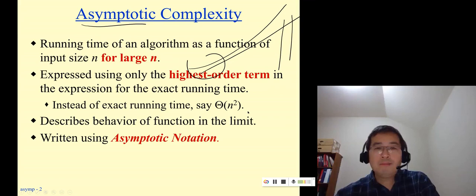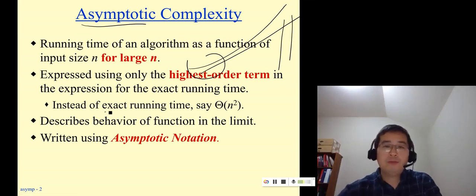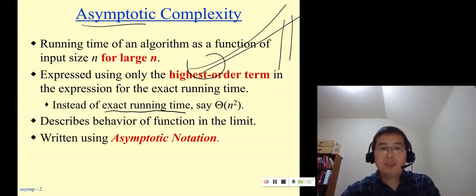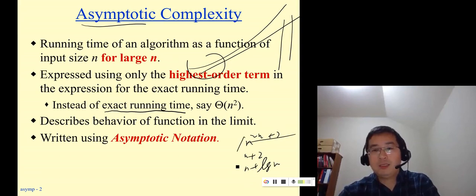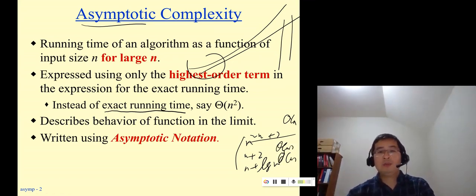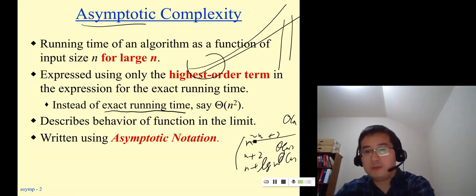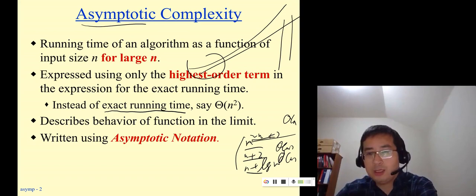We also don't have interest in the exact running time, because we want to group them into categories. So whether you have n or n plus 2 or n plus log n or 2n plus 1, it doesn't matter, because all of these are theta of n, or big O of n and small o of n. That means we said they are equal to each other. If you define an algorithm this way, we said they are the same in terms of complexity.